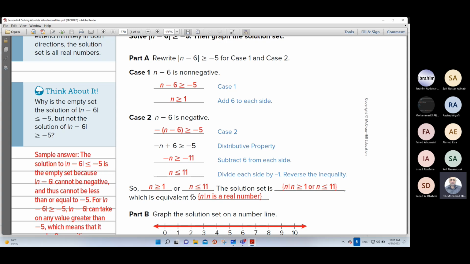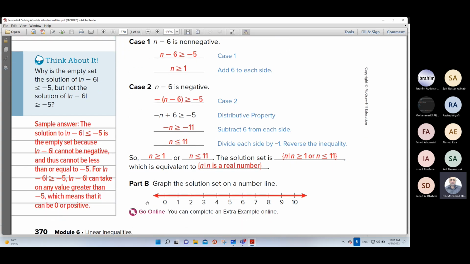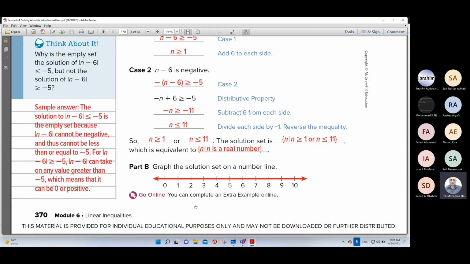So as you see here, we have two solutions, n greater than or equal 1 or n less than or equal 11. So the solution set here, n such that n greater than or equal 1 or n less than or equal 11, which is equivalent to n is a real number. And this is the graph. We can take all the solutions here. So this is our lesson for today. Any question about this? No questions?